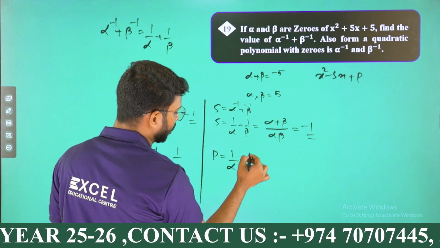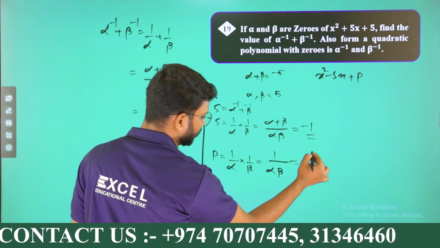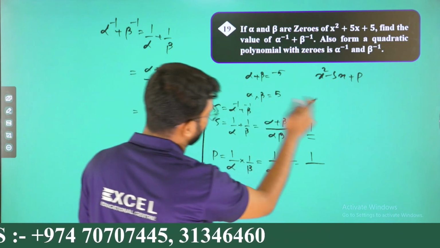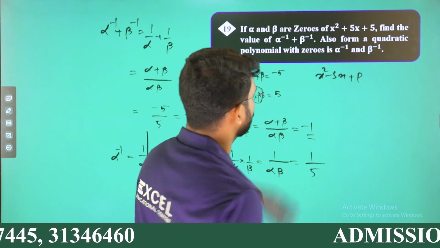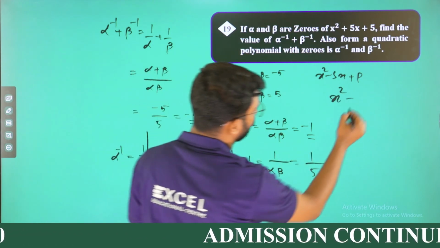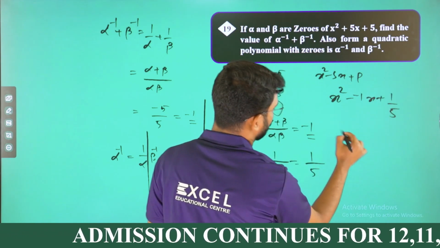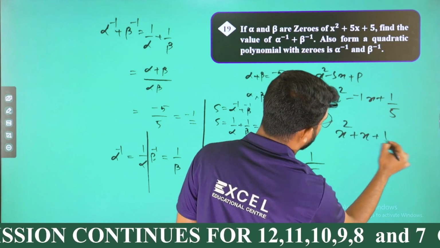1 by alpha into 1 by beta, which is the new product. So 1 by alpha beta, which is equal to 1 by, what is alpha into beta? Alpha into beta is equal to 5. So 1 by 5, which is the new product. So we can form the quadratic equation. X square minus sum, which is minus 1, x plus product 1 by 5. So it becomes x square plus x plus 1 by 5.